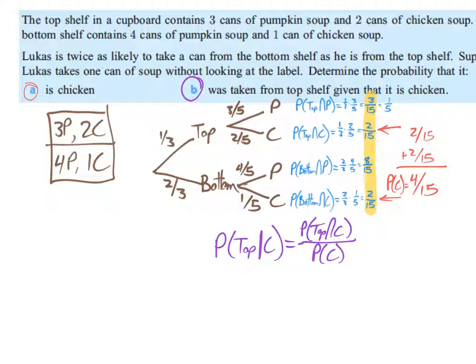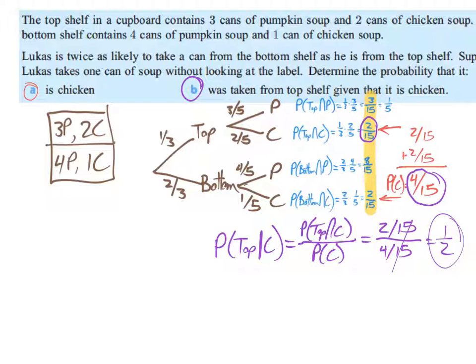Well, top and chicken is 2/15, right? So that's 2/15 over, what's our probability of chicken? 4/15. That's what we just found, right? So what's 2/15 over 4/15? 1/2.